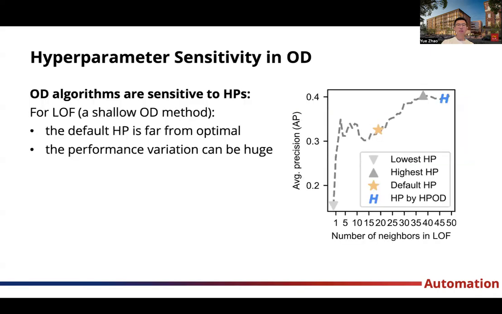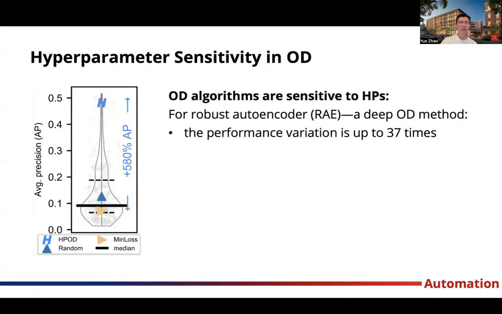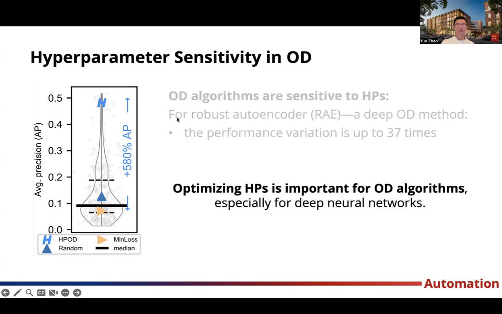It's important because OD algorithms are generally sensitive to the hyperparameters, as we can show here for the LOF algorithm. The default hyperparameter is here, but the best one can be here. What HPOD can do is give you some hyperparameters here. But if you just simply use the performance from some other algorithms, this can give you pretty bad results. Also for the hyperparameters in deep learning based algorithms, the performance variation can be up to 37 times, which is really huge variance. Because of that, we really need to optimize the hyperparameters for OD algorithms.